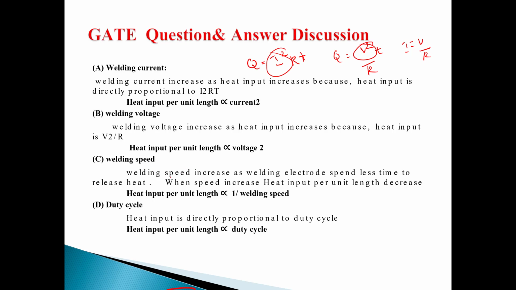Then as welding speed increases, the welding electrode spends less time to release the heat. When speed increases, heat input per unit length decreases. So heat input is inversely proportional to the welding speed. Duty cycle: heat input is directly proportional to the duty cycle. So three cases are directly proportional, and one is inversely proportional, that is the welding speed. So this is the answer here.